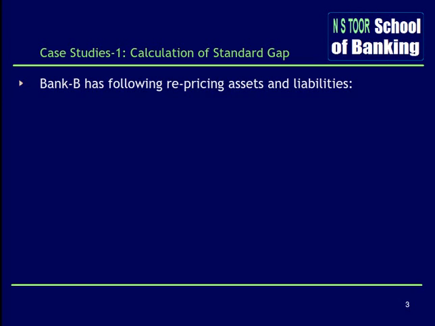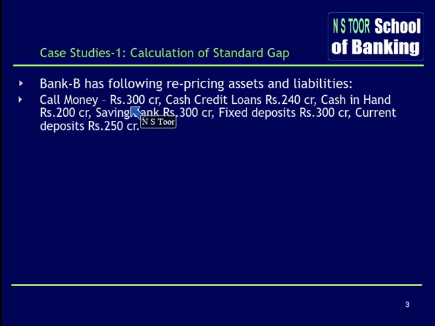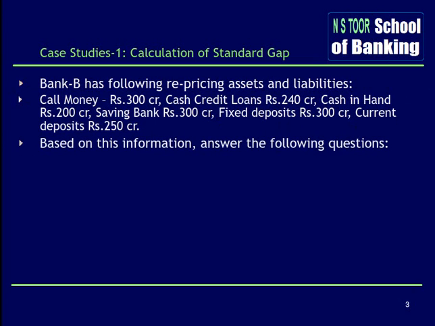Bank B has following repricing assets and liabilities. Call money 300 crores, cash credit loans 240 crores, cash in hand 200 crores, saving bank accounts 300 crores, fixed deposits 300 crores, and current deposits 240 crores. On the basis of this information, we have to answer the following questions.